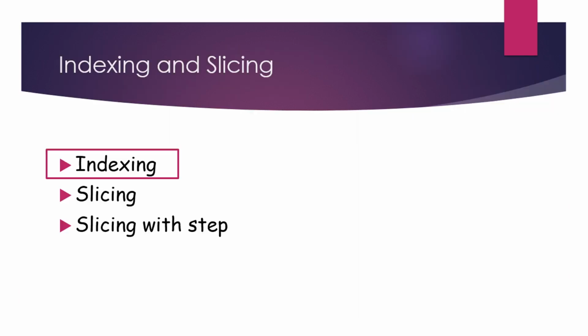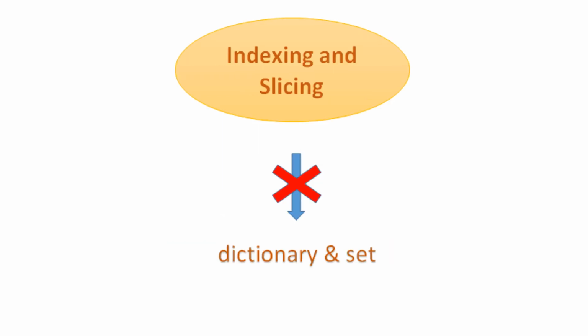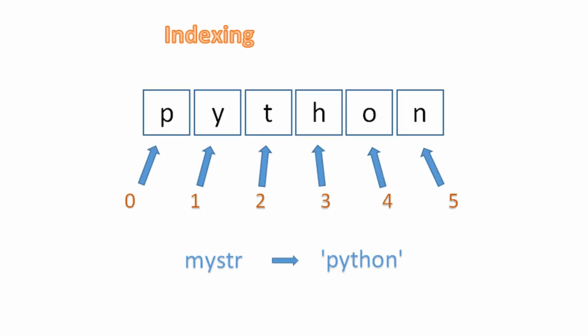This is the first topic in indexing and slicing. Indexing and slicing is applicable to a sequence type such as string, list, and tuple. A string is a sequence of characters. List and tuple are sequences of elements with different data types. Indexing and slicing is not applicable to dictionary and set.